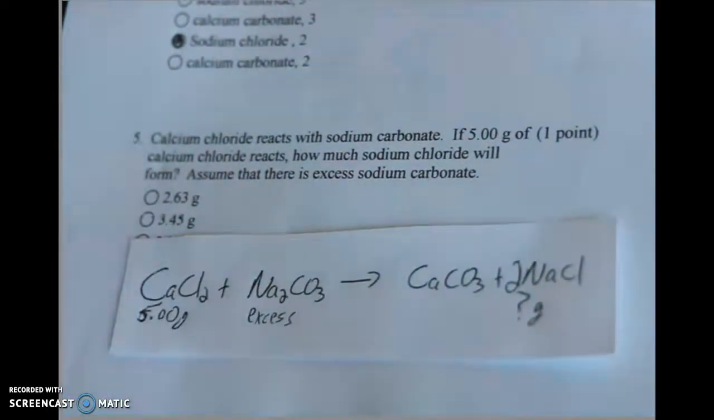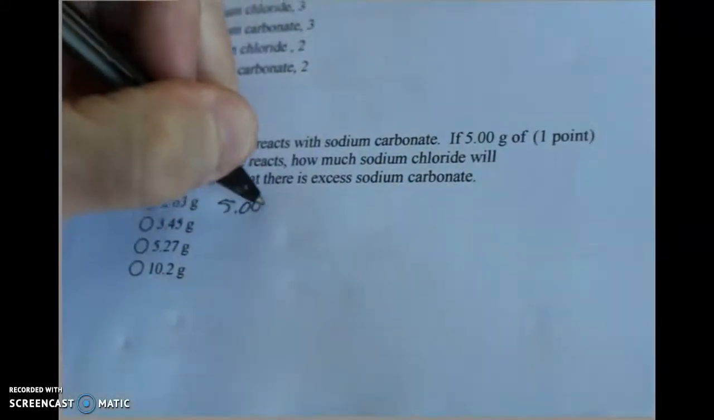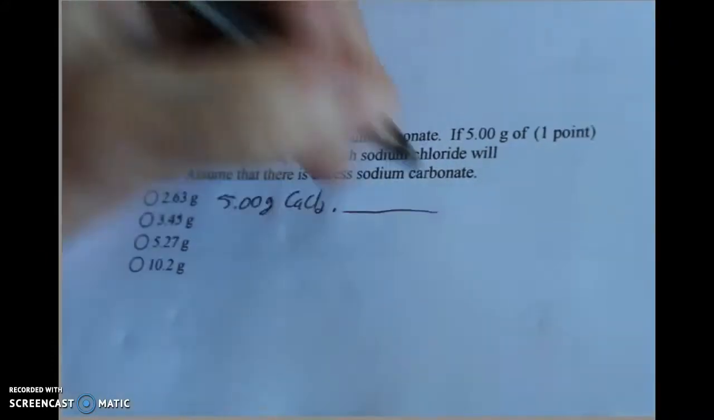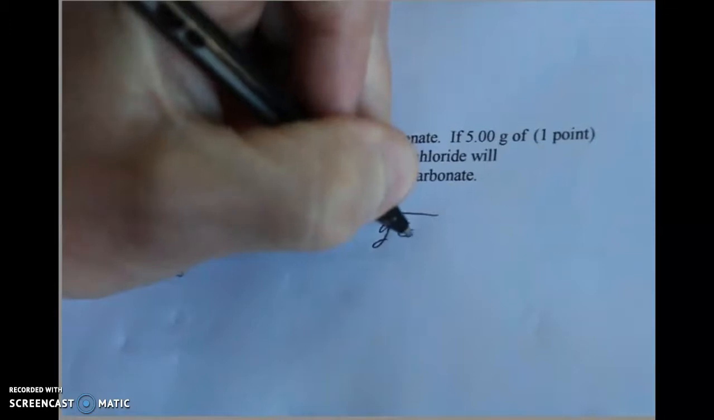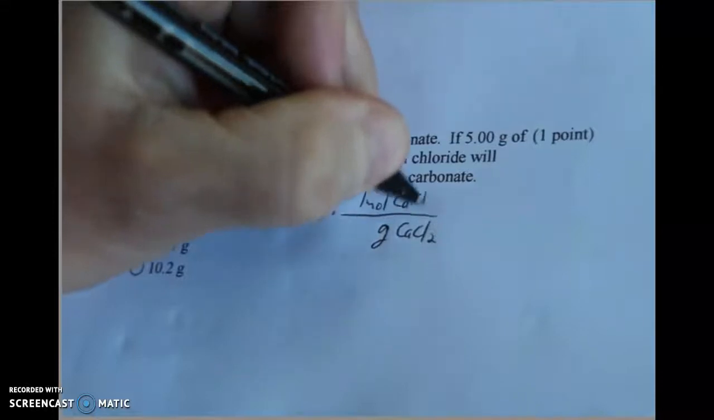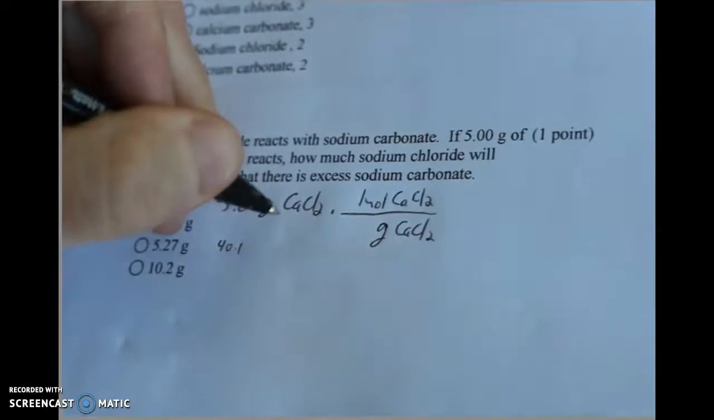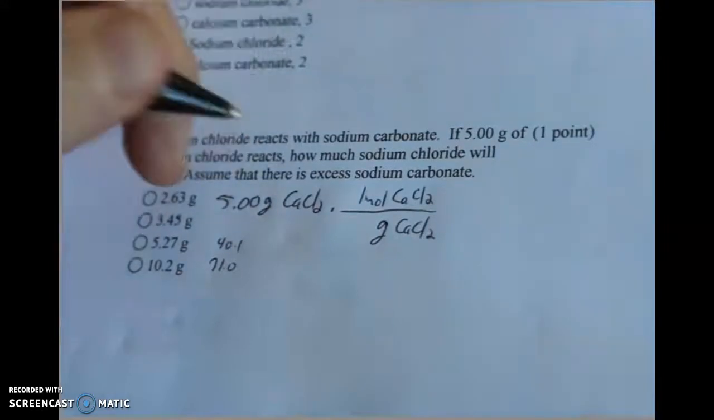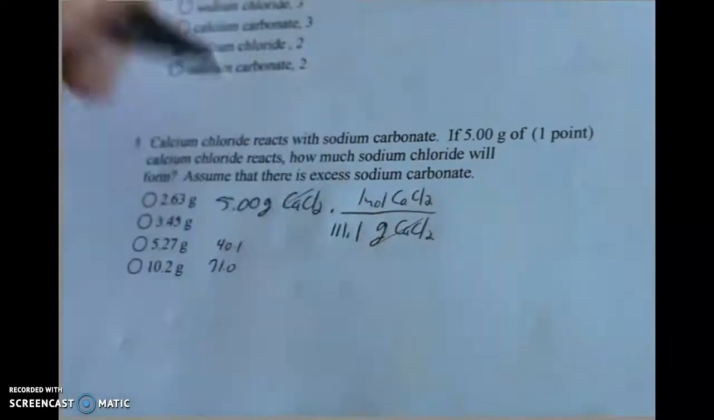So I'll bring this back. We'll need this again. So start off with what you're given, 5.00 grams of calcium chloride. First thing you have to do is convert this grams into moles. So you're going to put grams of calcium chloride on the bottom. You're going to put 1 mole of calcium chloride up top. Now we have to figure out the molar mass of this. Calcium's 40.1, chlorine is 35.5 a piece. There's 2 of them, so that's 71.0. Add all that up and you get 111 grams of calcium chloride. So now grams of calcium chloride will cancel out.